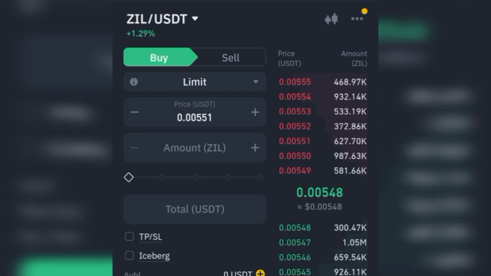Because when we're talking about triangular arbitrage, it involves at least three coins. So we're going to break this down.